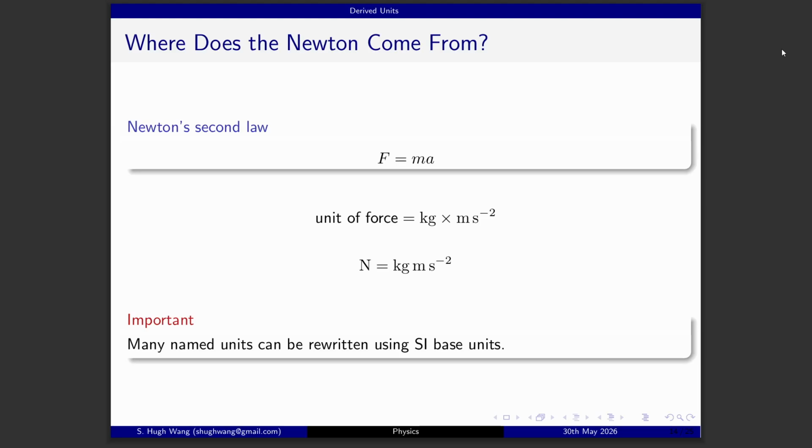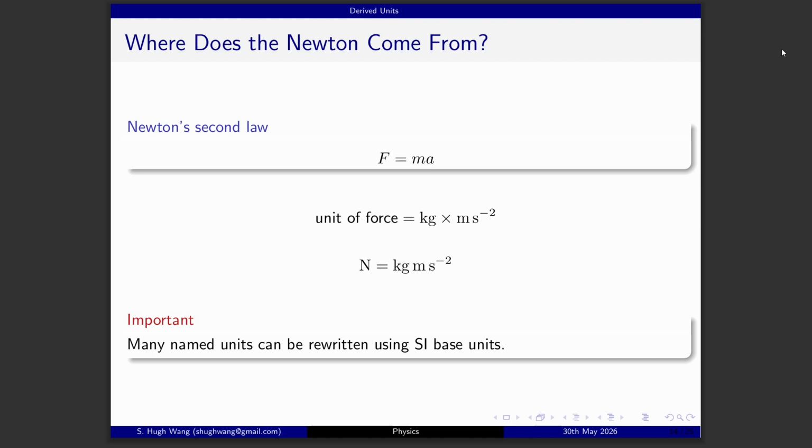Now, let's see where the unit Newton comes from. Newton's second law states that force equals mass times acceleration. In symbols, F = ma. Mass is measured in kilograms. Acceleration is measured in m s^-2.